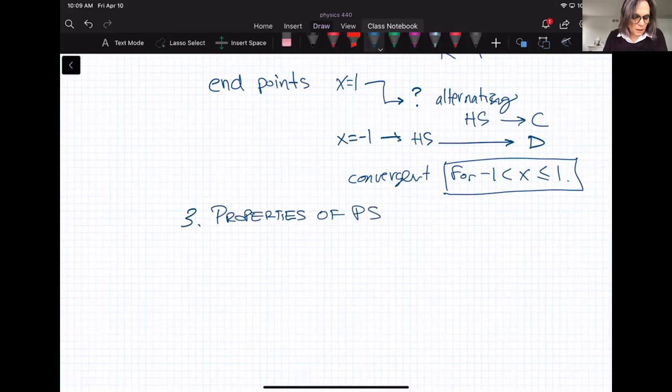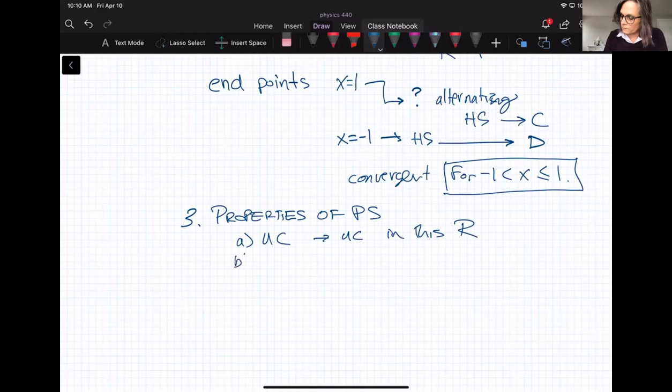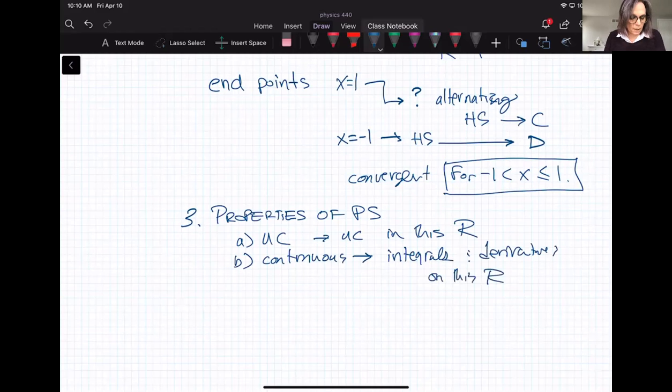Of power series, namely uniform convergence. Basically, if the series is convergent, then it's uniformly convergent in this region R. Also, if we have continuous functions, then we can assume that we can define integrals and derivatives, again, on this region R.